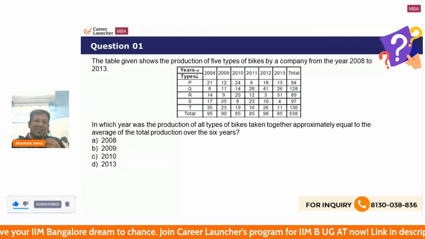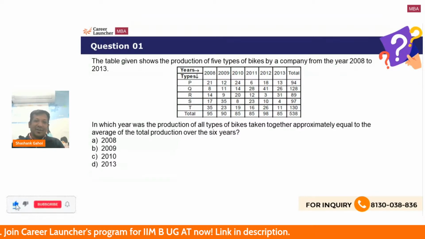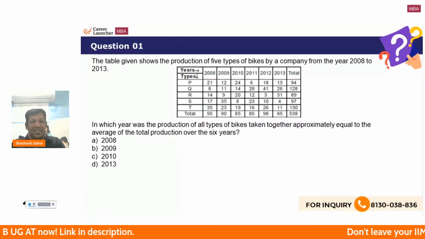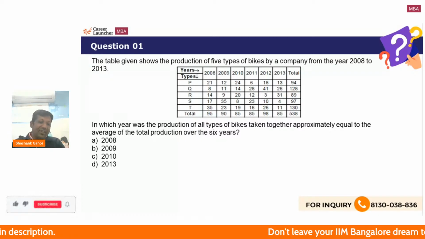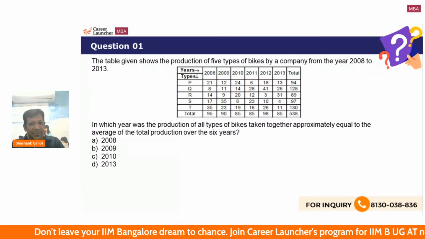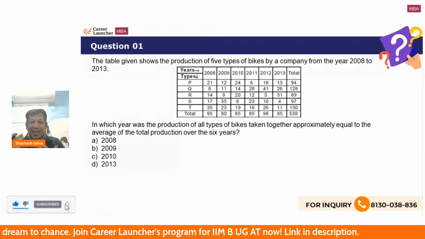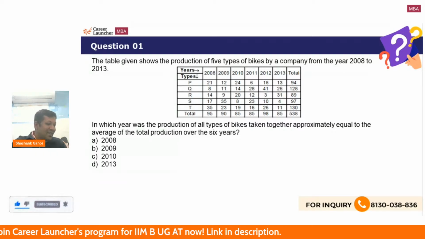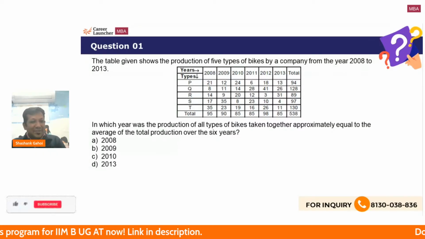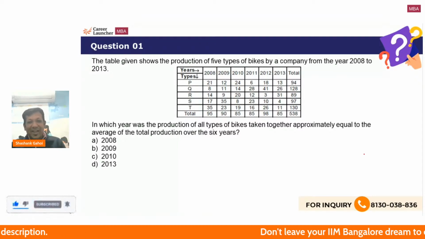The thing is, in this question there is nothing to calculate because the total data itself is given to us. Everything is given. They are not even asking us to calculate the sum. They have given the total of every year as well. They have given the data of every type as well, including summation. So basically, nothing much to calculate.